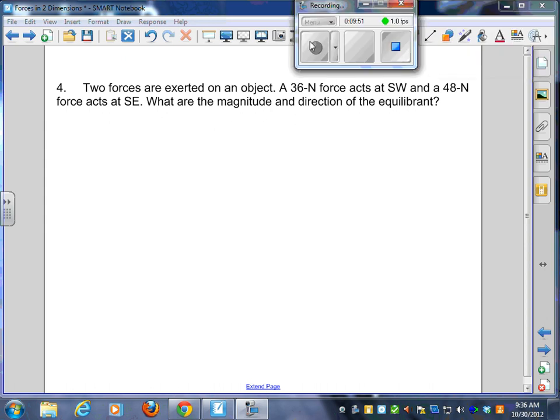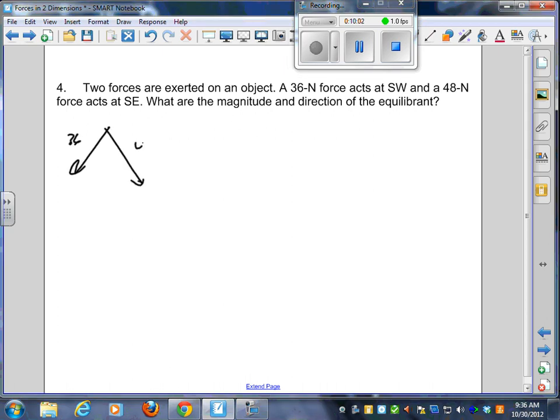All right. Two forces are acting on an object. A 36 Newton force acts at southwest, and a 48 newtons force acts at southeast. So I've got 36 this way, and I've got 48 that way. So the resultant is going to be kind of somewhere over there, right? No, it won't. It would be if the forces were equal, right? But they're not. So that's a good point. So I'm just going to draw them separately.